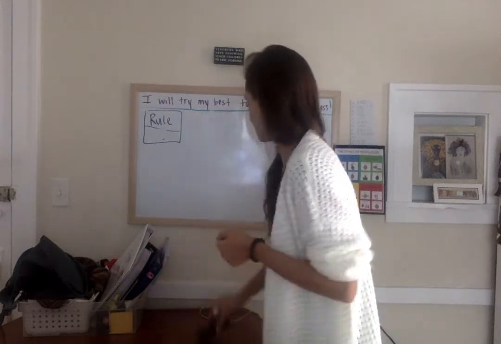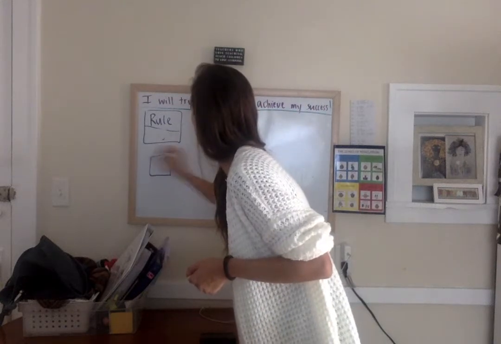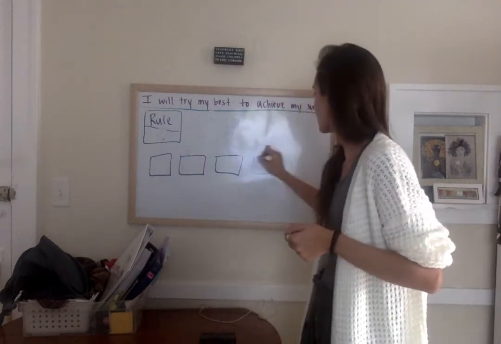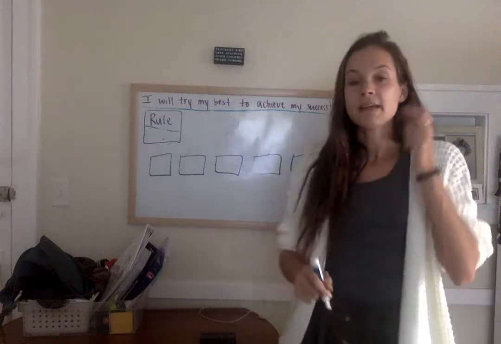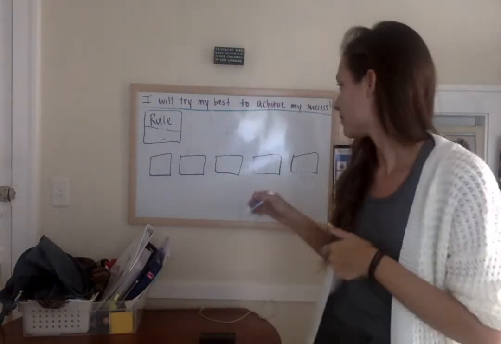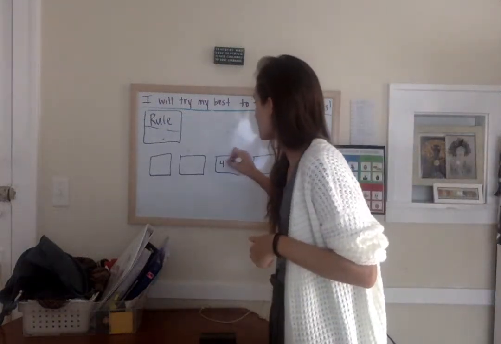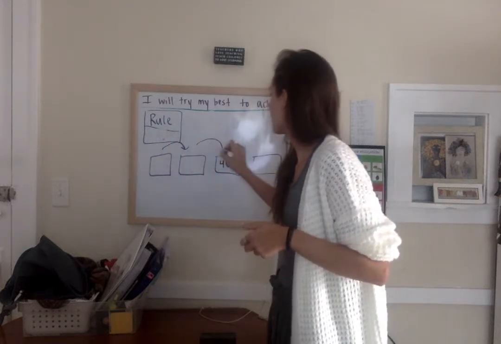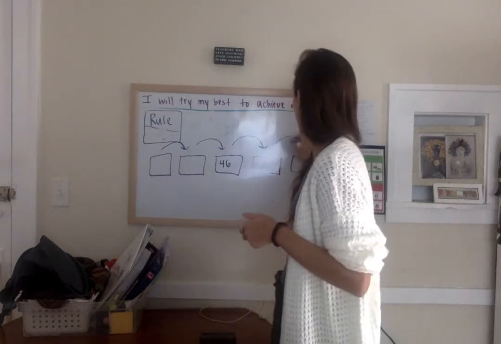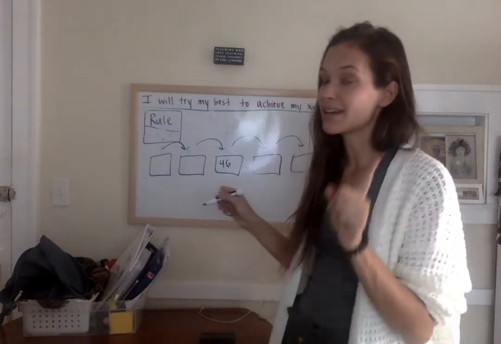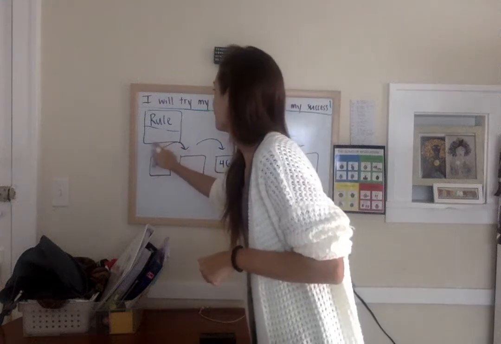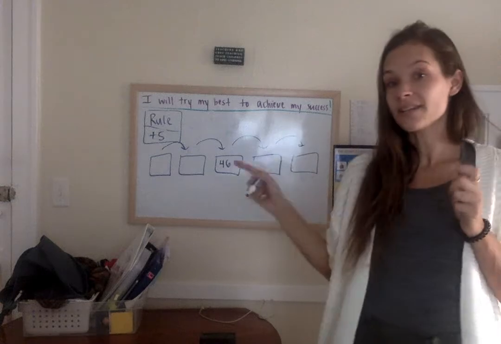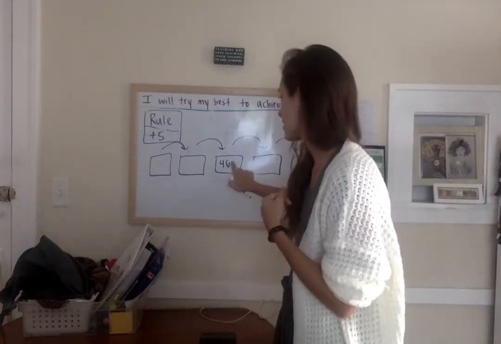So I'm going to change the frames and make them be squares. 1, 2, 3, I guess they're more like rectangles, 4, 5. And in this case, I'm going to tell you the number in the middle is 46. The number in the middle is 46. And the rule is plus 5. Okay? The rule is plus 5, and this number in the middle is 46.